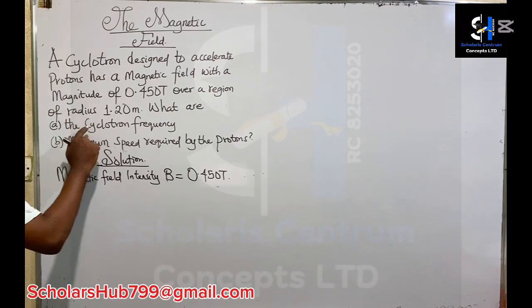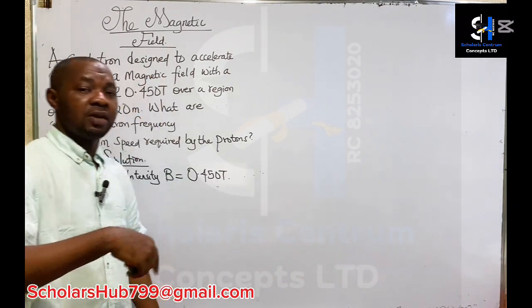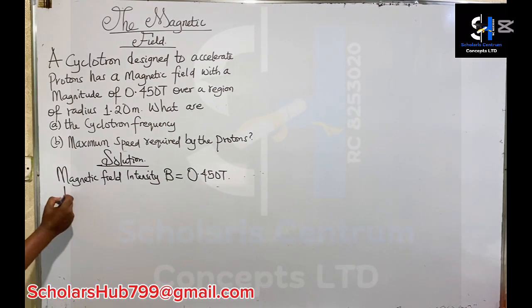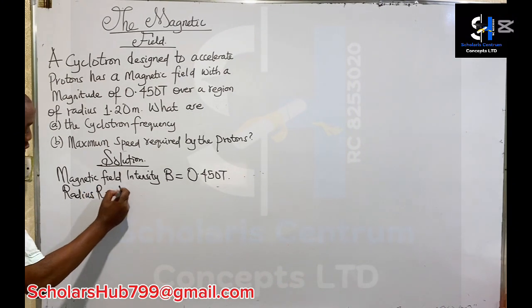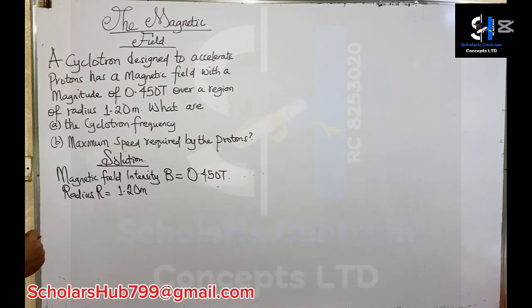Now also we are given the radius of the particle as it describes a circular orbit along its path. So we have the radius. The radius is given to be 1.20 meters.